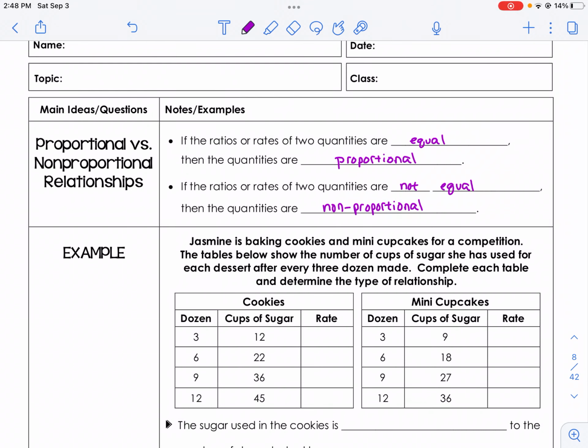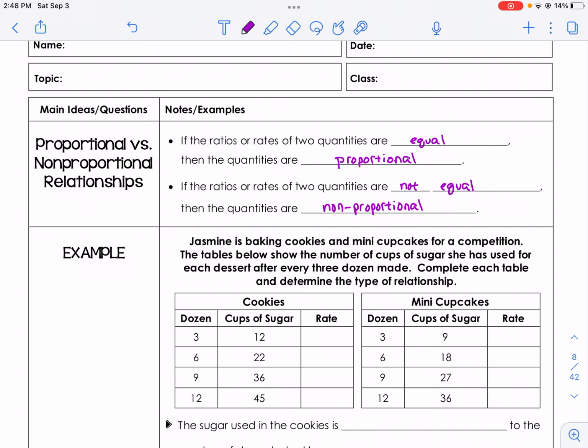All right, our next lesson is on proportional versus non-proportional relationships. This is going to sound complicated, but in reality, it's just a little bit of calculating and it will make sense. So I filled in the blanks so I could write it neatly before I started recording. If the ratios or rates, basically the fractions, are equal, then the quantities are proportional. If they're not equal, they're non-proportional.